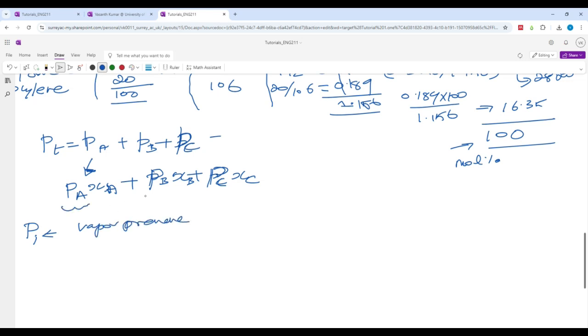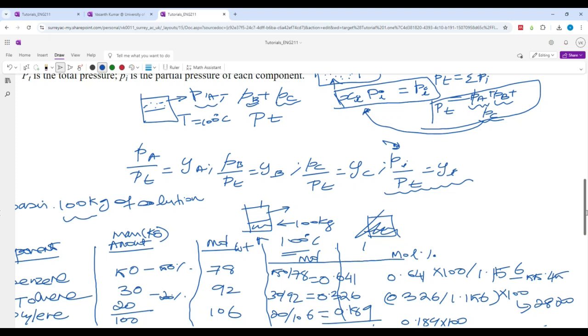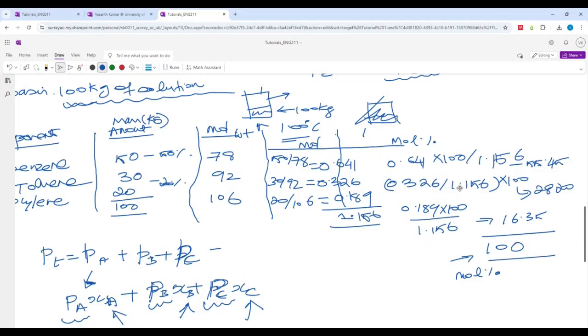So that means this is vapor pressure of A, vapor pressure of B, vapor pressure of C, and X suffix A, this is mole fraction of A, X suffix B, mole fraction of B, and X suffix C, mole fraction of C. And this value, mole fraction, is something that we already calculated. If you go back, we started with the 100 kilograms of solution, and from there we calculated the mole percentage here.